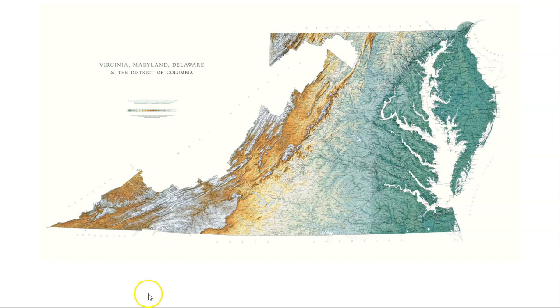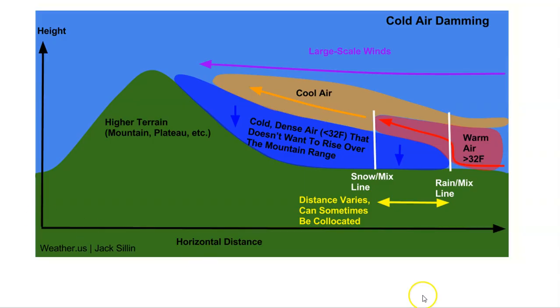There are two types of cold air damming, and I'll explain those in just a minute, but just to give you a visual here, this is by Jack Sillen on weather.us, another good site that's out there for you to take a look at. So basically you get the high terrain, the mountains, and there's this trapped colder air that you're seeing here up against the mountains. You get the warmer air that goes up over top of the colder air at the surface, and the depth of the cold air will determine whether you get precipitation, meaning sleet or freezing rain or snow.